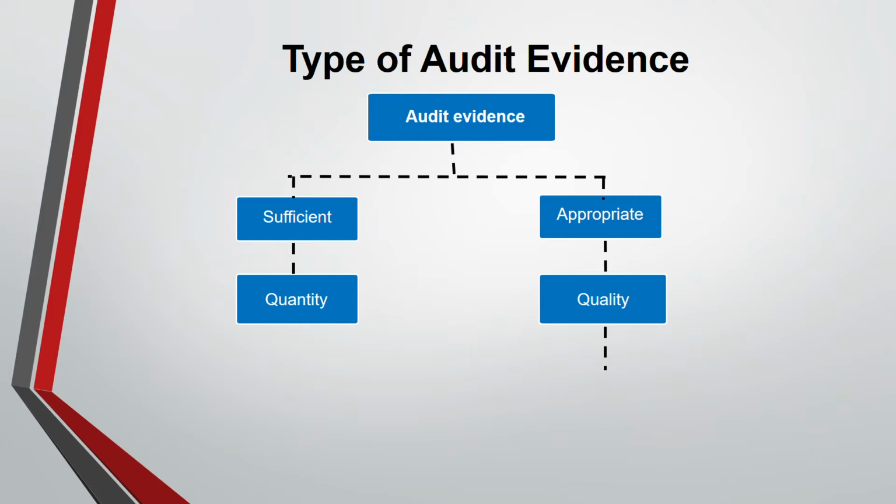The quantity should be sufficient enough. You cannot use too little. When you're using audit evidence, the amount cannot be too little. And when it comes to quality, you have to make sure that you're using good quality evidence. Not all evidence is considered good quality. So it should be sufficient and appropriate. To draw conclusions and give an audit opinion, you need appropriate as well as sufficient audit evidence.